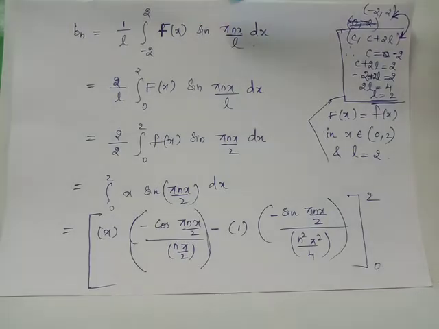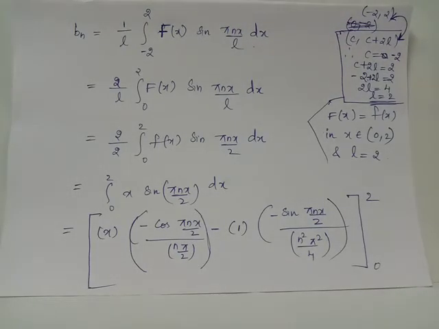Since these two functions are odd and the product of two odd functions is even, F(x) multiplied by sin(pi n x by L) is an even function. Thus, the integral from -2 to 2 of F(x) sin(pi n x by L) dx can be replaced by 2 times the integral from 0 to 2 of F(x) sin(pi n x by L) dx. Since F(x) equals small f(x) in the range 0 to 2, we can replace capital F(x) using small f(x).